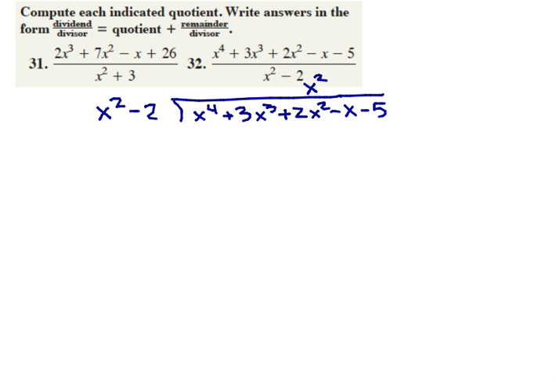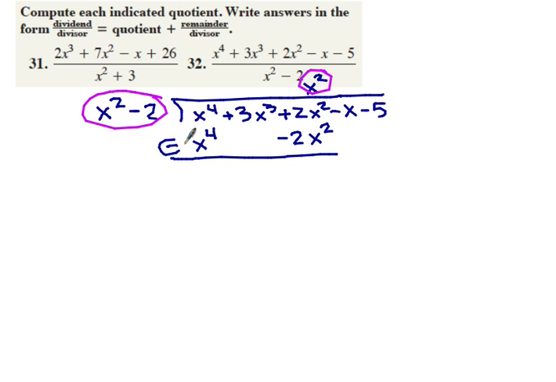Okay, and then we're going to take that x squared value, that term, we'll multiply it by the divisor. So we'll end up with x to the 4th minus 2x squared. Do I have any x cubes? No, because it's missing that x term in the divisor. We're not going to have an x cubed term. So same approach though. We're going to subtract everything. So x to the 4th minus x to the 4th is 0. 3 minus 0 still gives us 3x cubed. 2 minus negative 2 is like plus 2, so this would be plus 4x squared.